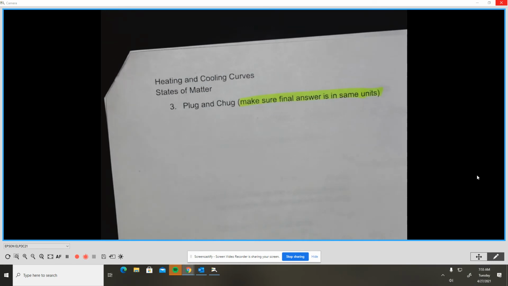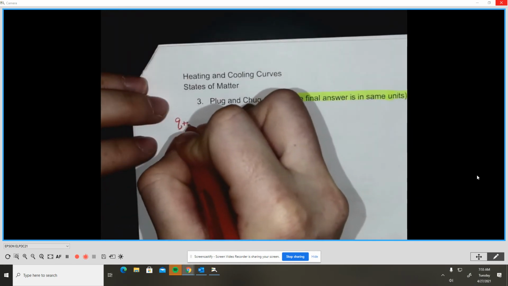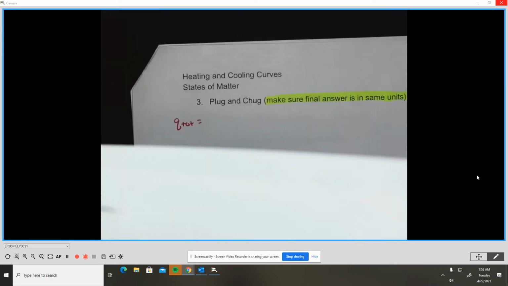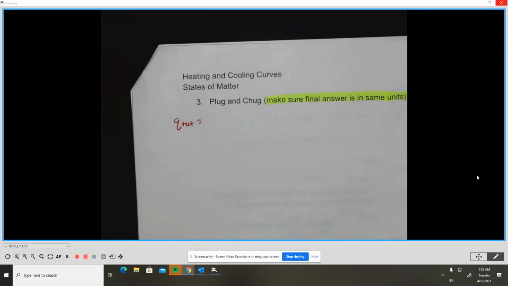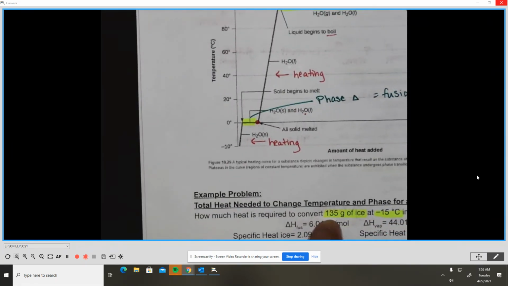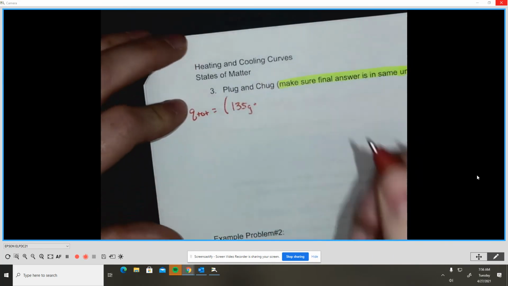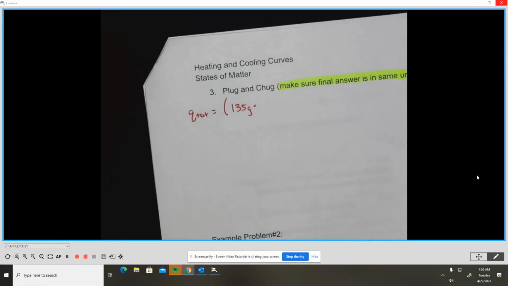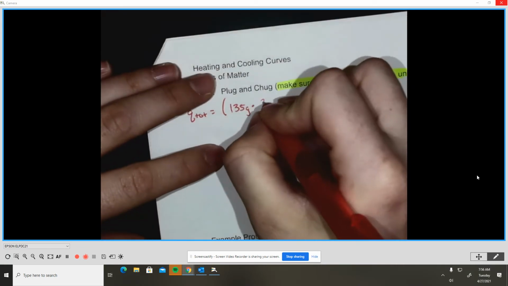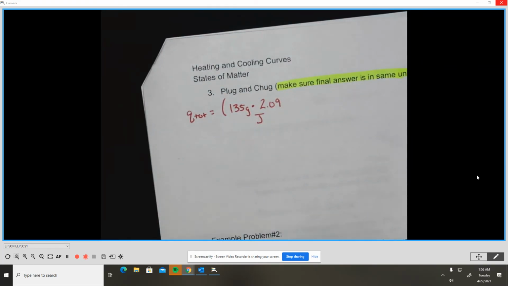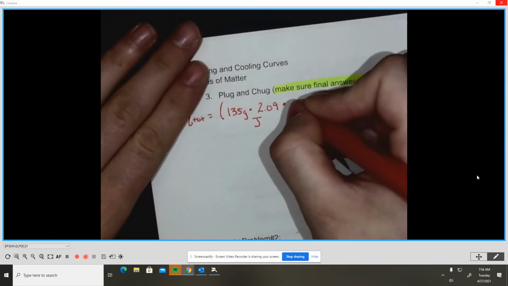All right, so Q total is going to be equal to our amount of heat needed, or amount of energy needed. It's going to be equal to our very first equation, which was mc delta T of ice. So we've got our mass. Over here, it said 135 grams of ice, so that is our mass. So we're going to have 135 grams times our specific heat of ice, which was 2.09. This one is joules, so that's why I'm writing a J underneath of it. Times our change in temperature. We went from negative 15 to 0, so our change in temperature is 15 degrees.